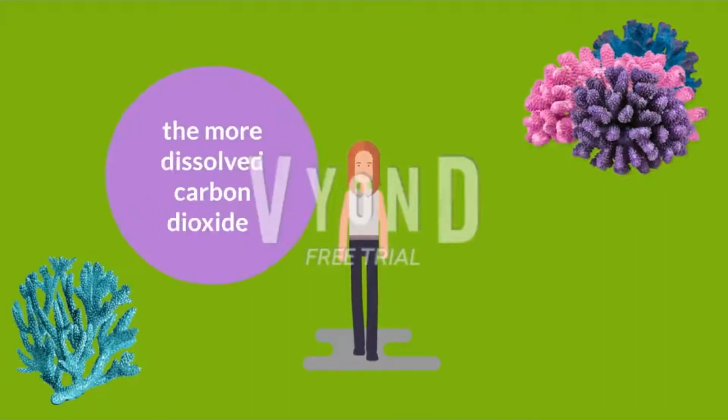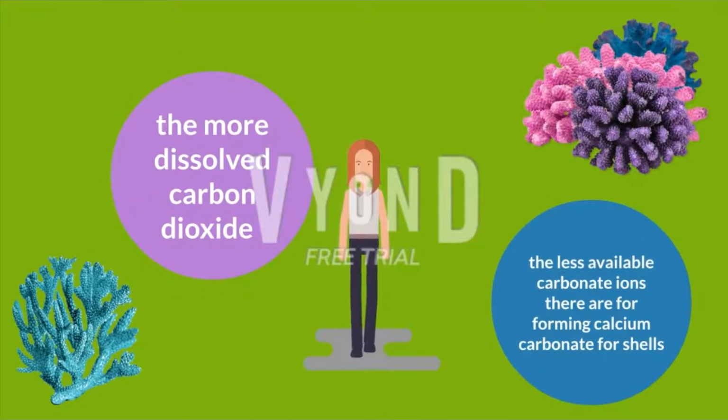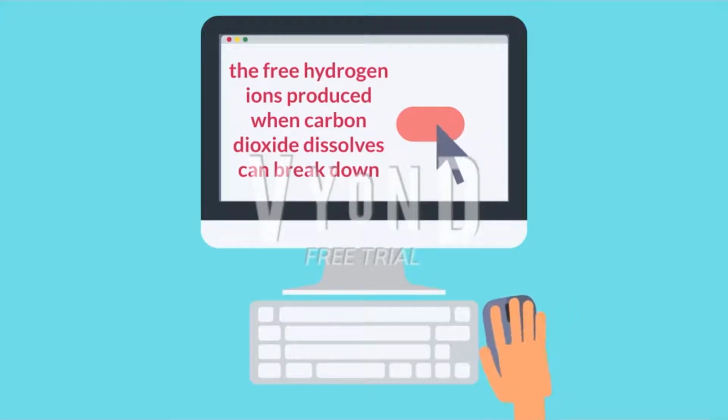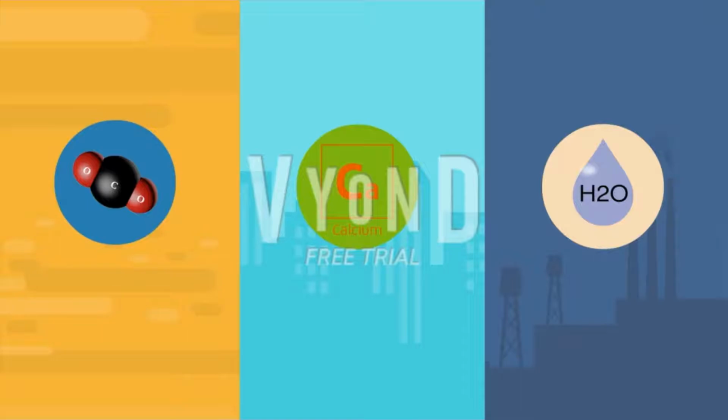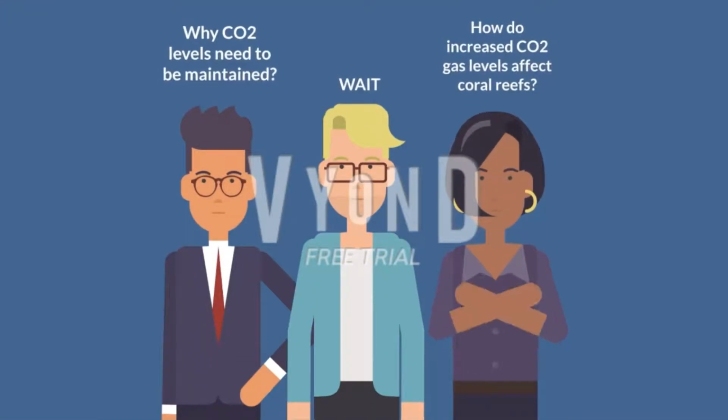So the more dissolved carbon dioxide present in our oceans, the less available carbonate ions there are for forming calcium carbonate for shells. The free-floating hydrogen ions produced when carbon dioxide dissolves in water can also directly break down the calcium carbonate structures into carbon dioxide, calcium, and water. CO2 levels need to be maintained.